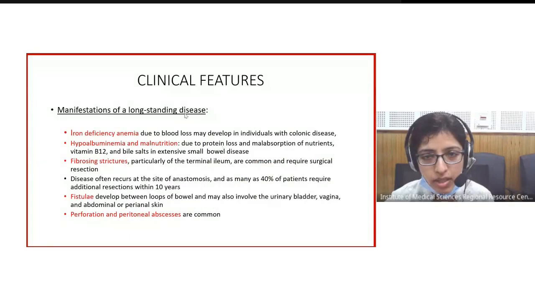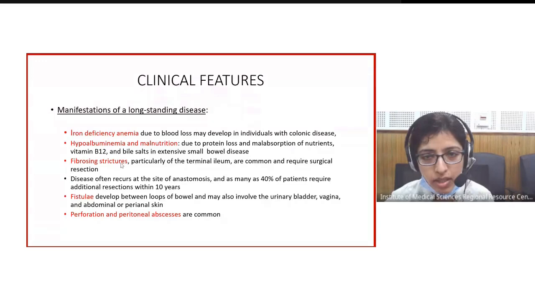And now, in long-standing diseases, what are the manifestations? Because of the long-standing inflammation, the absorption process is affected. So, the patient can manifest as iron deficiency anemia because of the chronic blood loss, especially in patients who have colonic disease. Then there can be hypoalbuminemia and malnutrition because of the protein loss and malabsorption of nutrients, vitamin B12, bile salts in case of extensive small bowel disease.